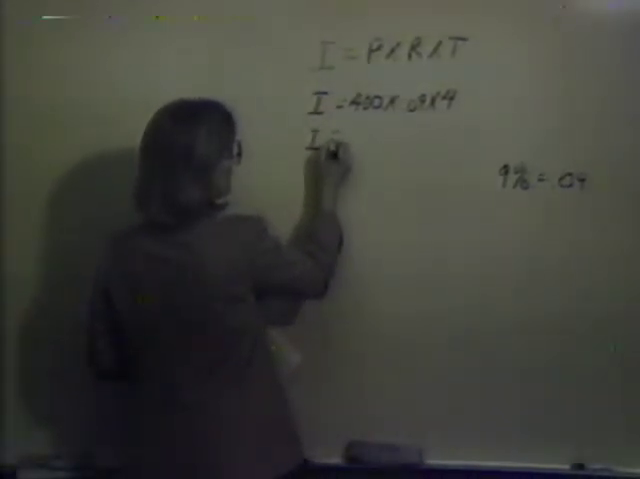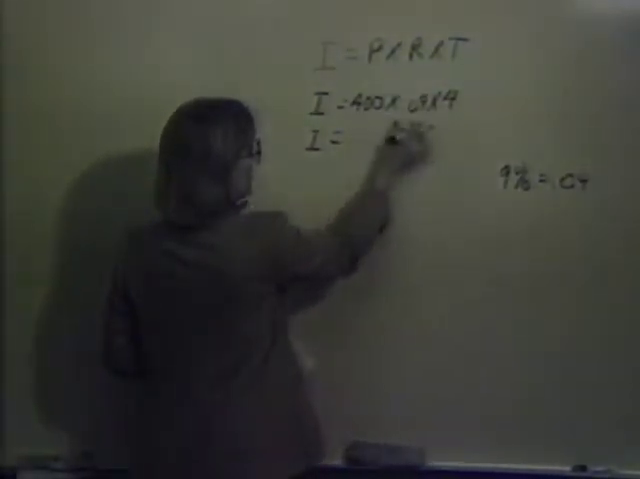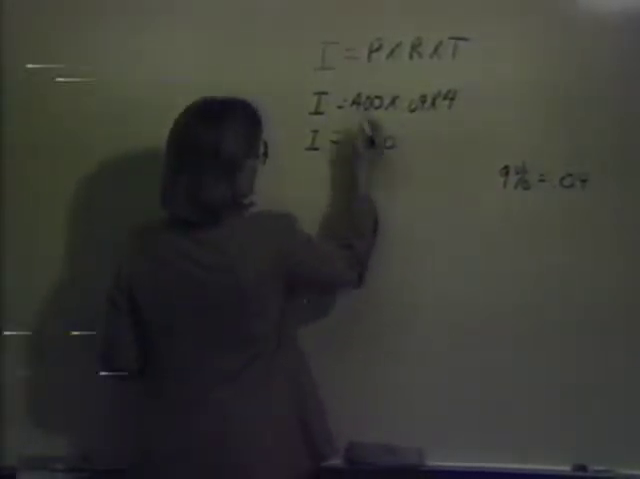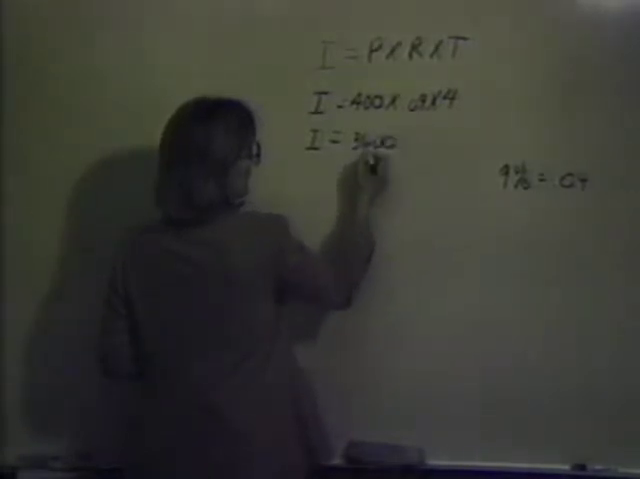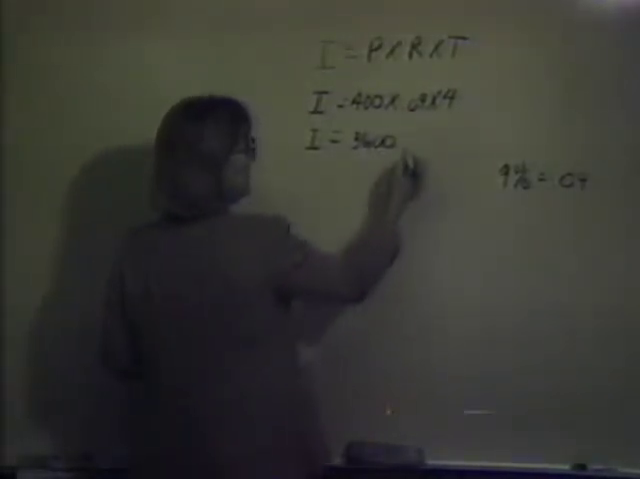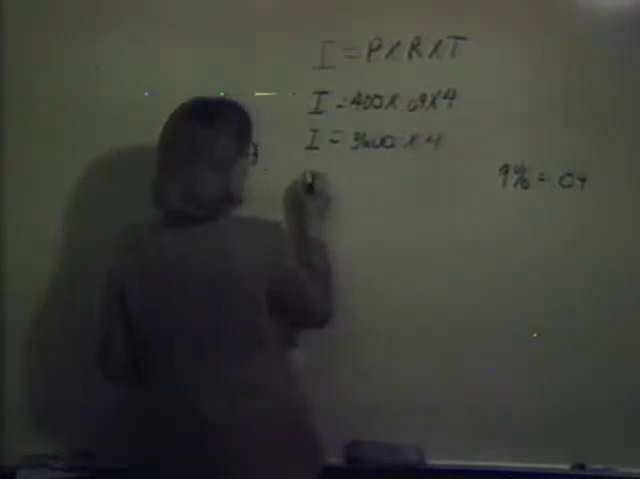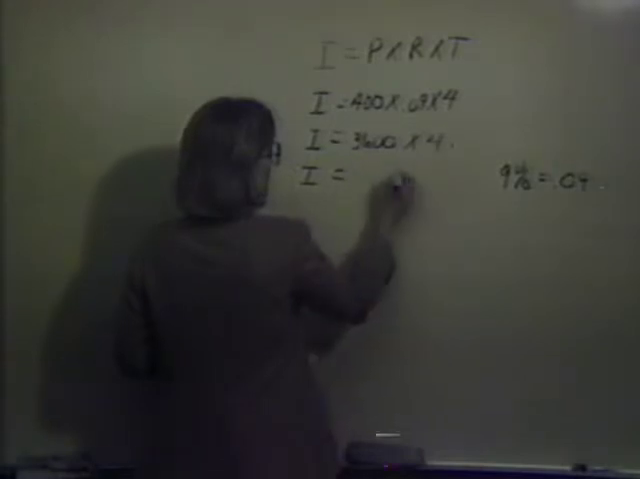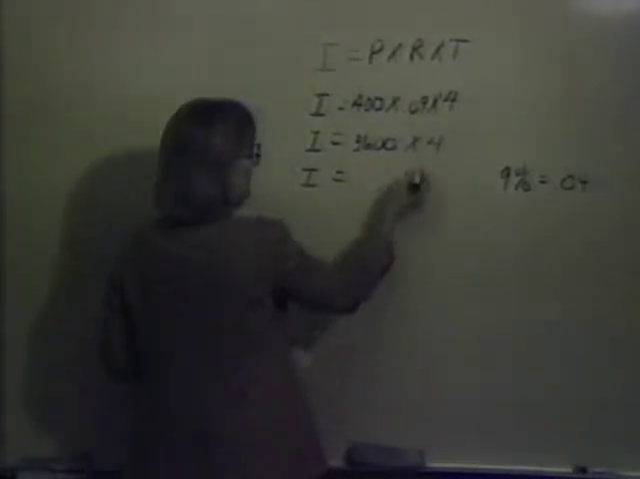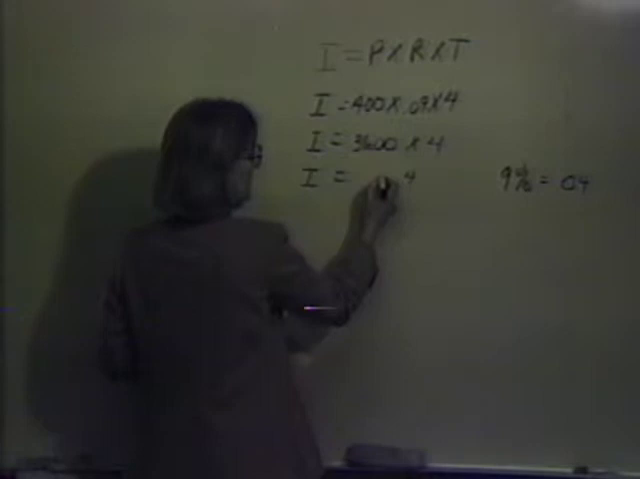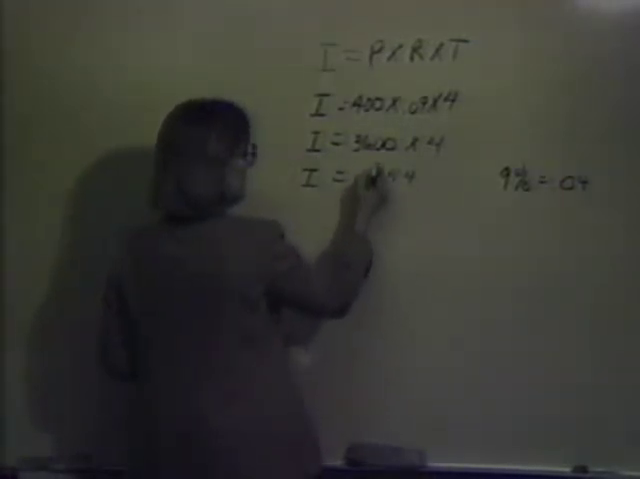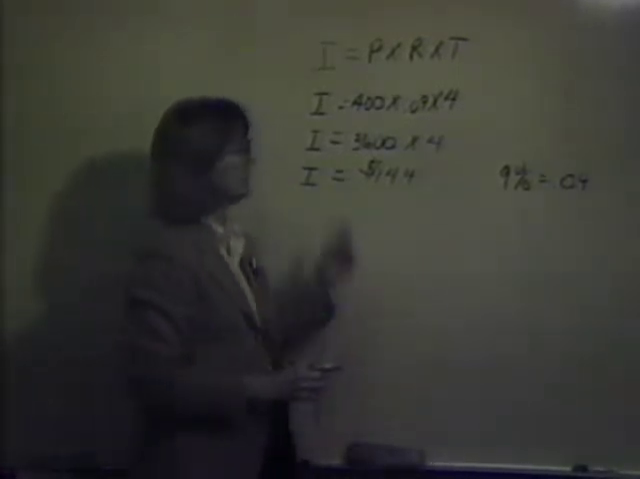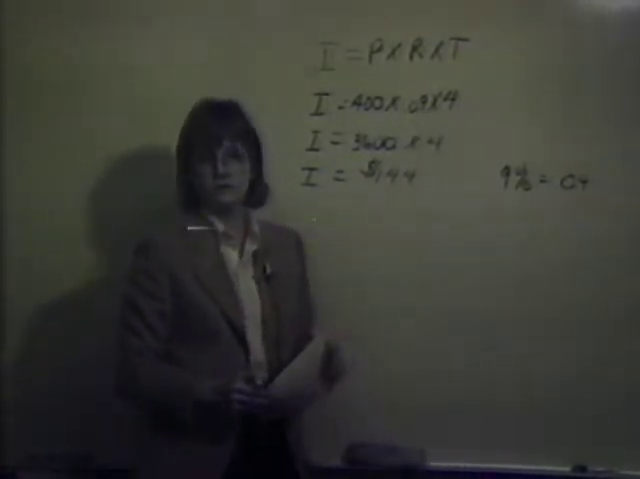So I is equal to, we're going to take the first two numbers, 400 times 0.09. 9 times 4 is 36. We have two decimal places, so it's just 36 decimal 0, 0 times 4. So I is equal to 4 times 36, which is 4 times 6 is 24. Carry the 2. 4 times 3 is 12, plus the 2 is 14. So it's going to be $144 interest charged on a principal of $400 for 4 years.